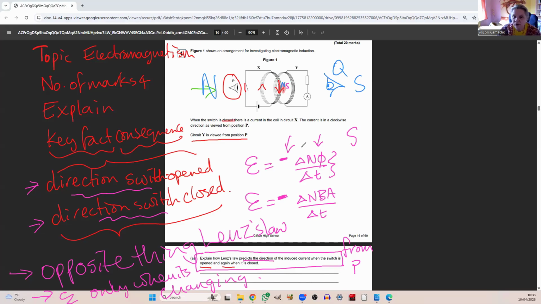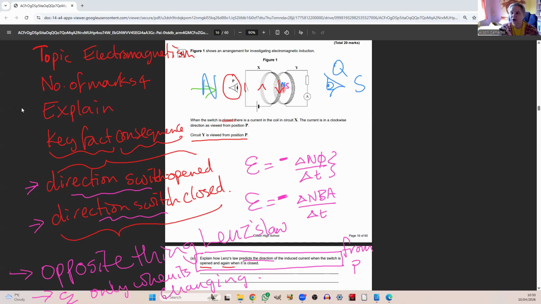Would it be Faraday's law or Lenz's law? I think basically those are the options, aren't they? Okay. So, closing the switch. You need to be careful with your language, right?